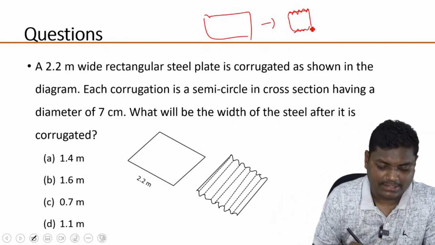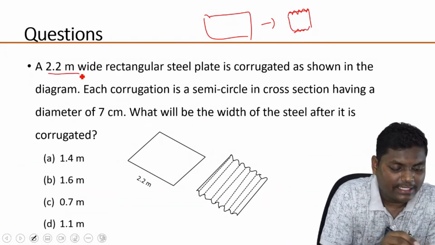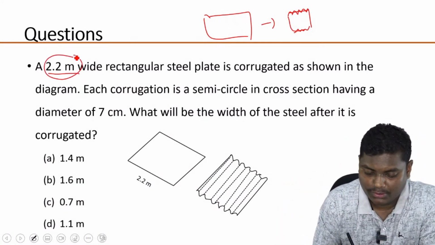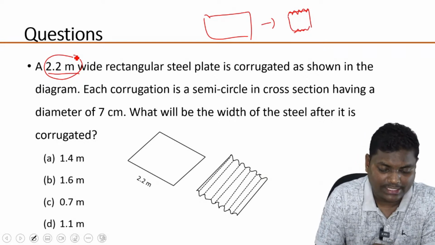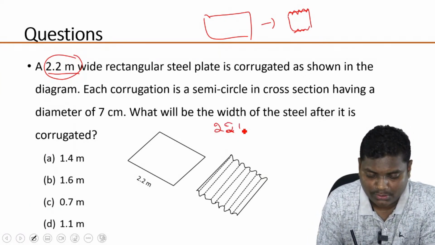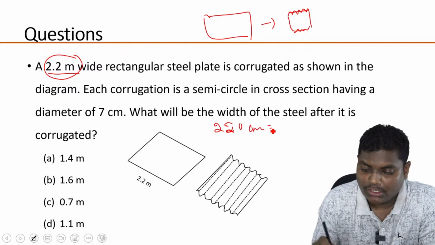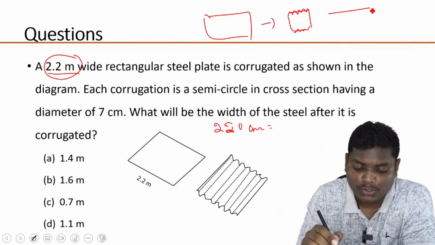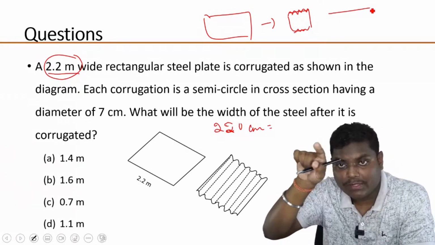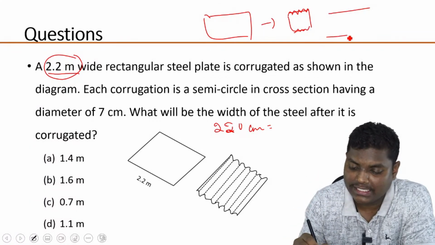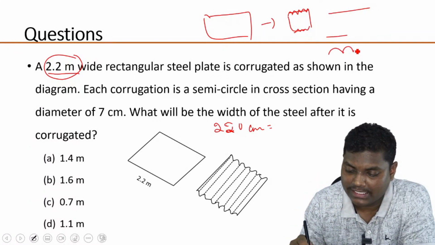Okay, let's understand this. The width is given to us as 2.2 meters. I'll convert it to centimeters for our convenience, so 220 centimeters. Now this width will be equal to all the corrugation that we'll be making, all the wavy patterns, and the patterns will be in wave nature, or they will basically be semicircles.